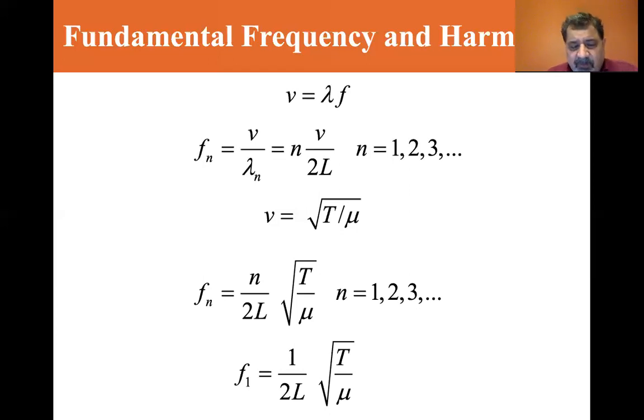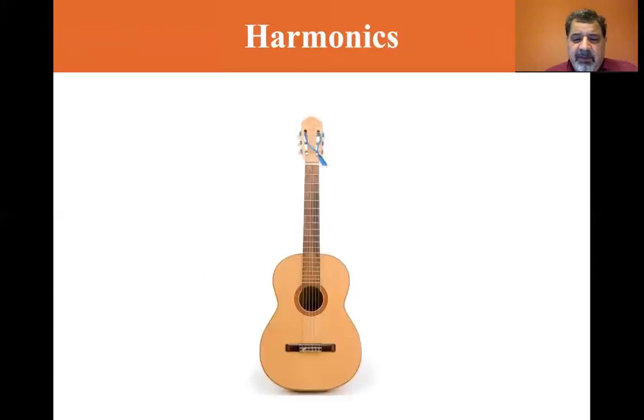And so for the fundamental, for f1, n equals 1. So f1 equals 1 over 2L times the square root of the tension divided by the linear mass density. Let me catch up with my notes.